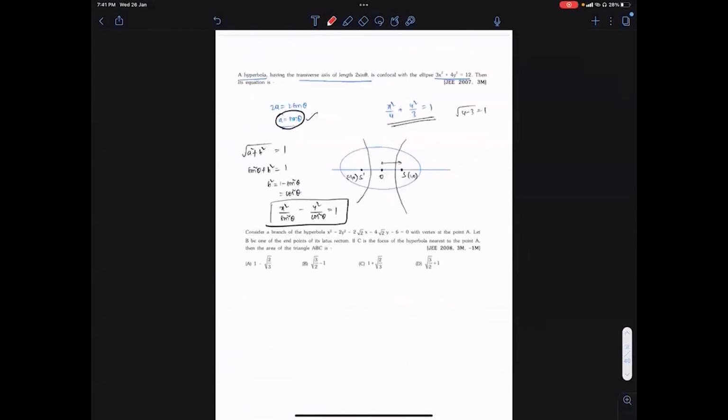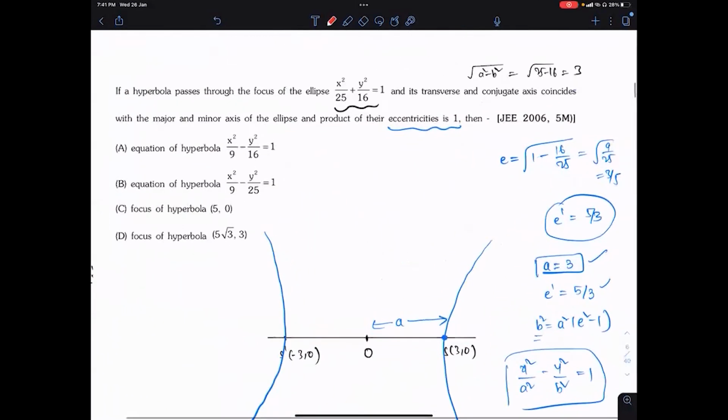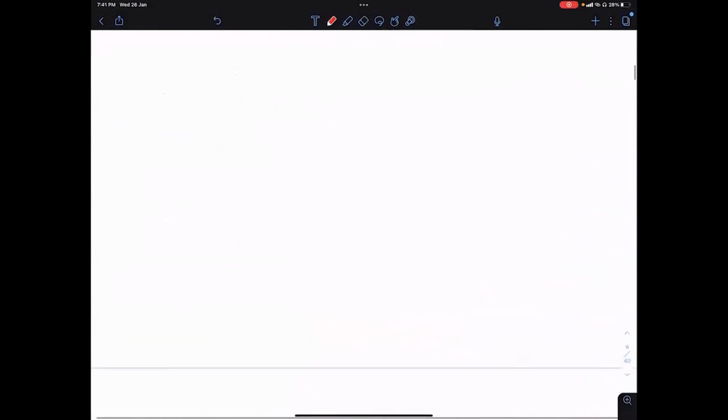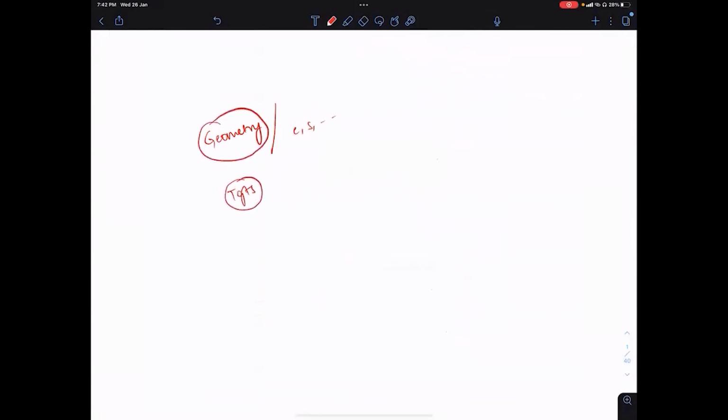So yeah, that's it overall, more or less for today. So ellipse and hyperbola: just concentrate on geometry, that is finding eccentricity, focus, and all these things, and tangents. That's all. Majorly from these two regions only the questions are coming in ellipse and hyperbola.